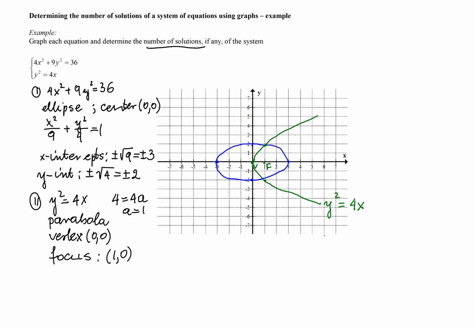Those 2 graphs clearly intersect at 2 points. One is in the first quadrant, one is symmetric in the fourth quadrant. Those 2 points are the intersection of both graphs, and therefore these 2 points are the solutions of our system. We cannot read the solution from the graph because the intersection is not on the grid lines, and therefore to find the intersection points we would have to use algebraic methods.